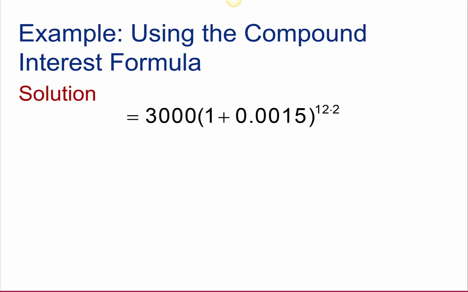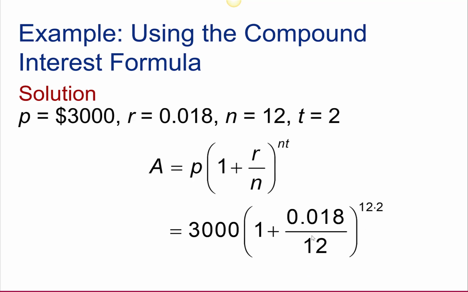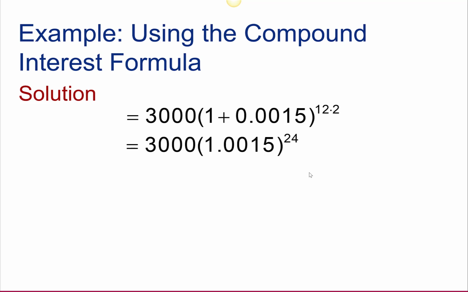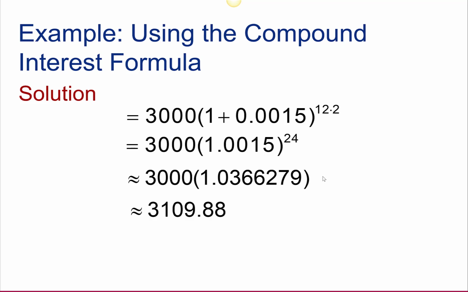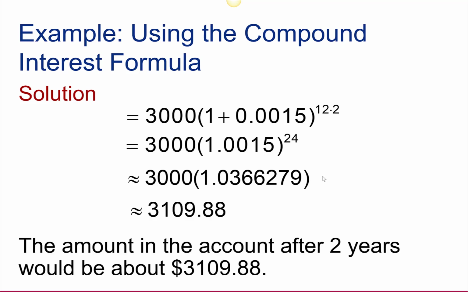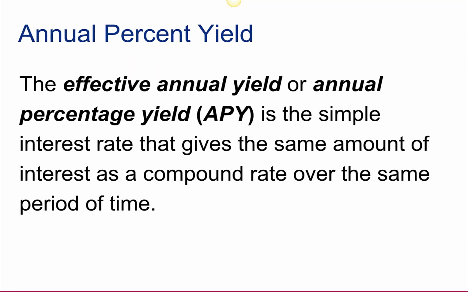So we put the numbers into the formula. And again, the first thing we're going to do is simplify right here in the parentheses: take 0.018 and divide by 12. Then we're going to add that to 1, raise 1.0015 to the 24th power, and multiply by 3,000. So at the end of the 2-year period, she would have accumulated $3,109.88.